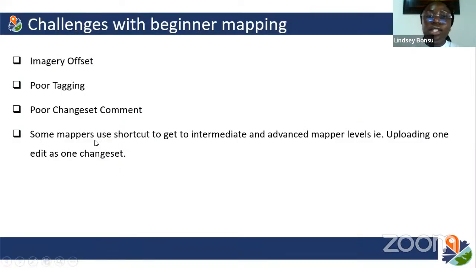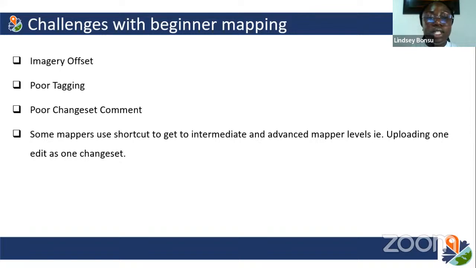All right, so the challenges with the beginner mapping. Most of the challenges that we tend to face with our beginner mappers at the University of Ghana are, first of all, imagery offsets. Most of the imagery does not align with the objects that they are mapping, for instance, an imagery of a building which hasn't been aligned properly. So you end up realizing that the imagery has been offset. Or tagging: instead of this being, let's say, a field or a park, it may be tagged as a building instead. And all these are challenges with some of our beginner mappers.